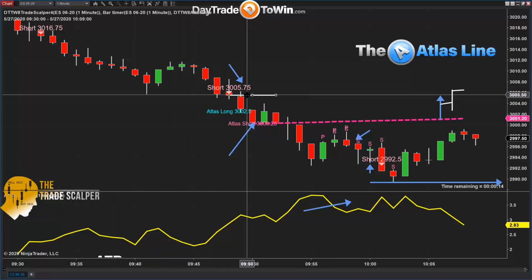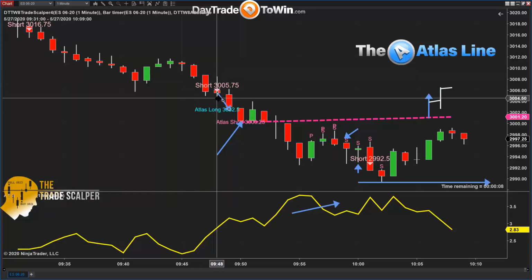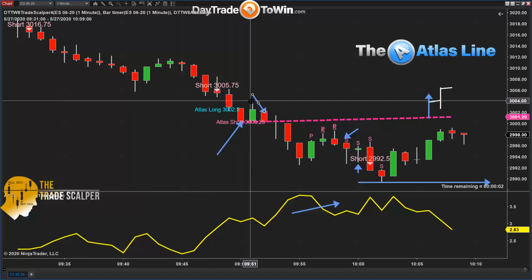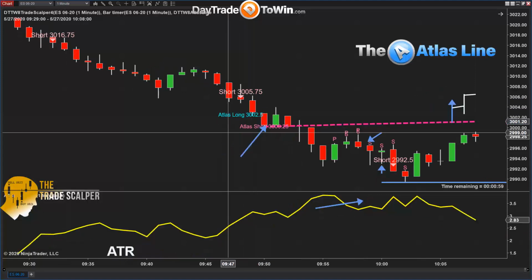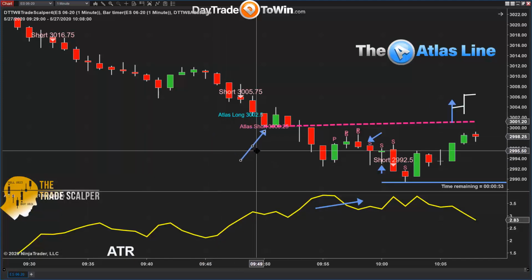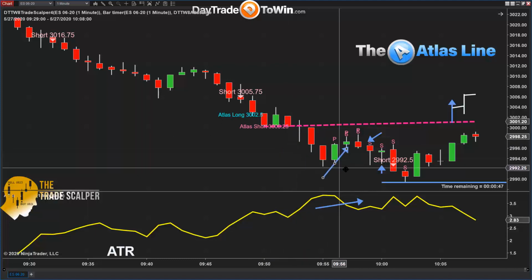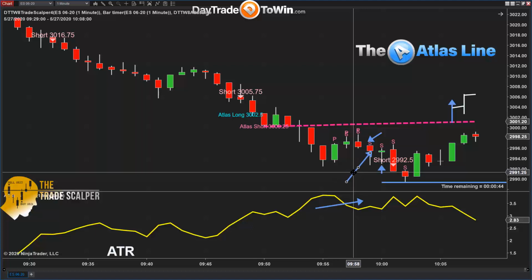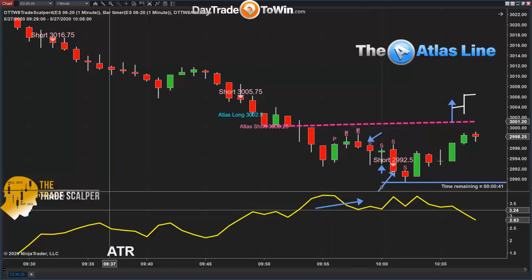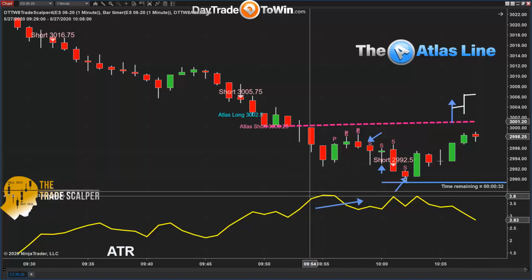So what we have so far today is the short on the trade scalper here. We had a long signal here on the Atlas line, which obviously did not continue. As soon as it comes back down below the Atlas line, you're out of the trade. So this is a trade that didn't work, long on the Atlas line. Then we have an Atlas line short here, to go short on this candle. And this candle here, a pullback trade to go short, a strength trade to go short, short on the trade scalper, strength trade, and now we're waiting.